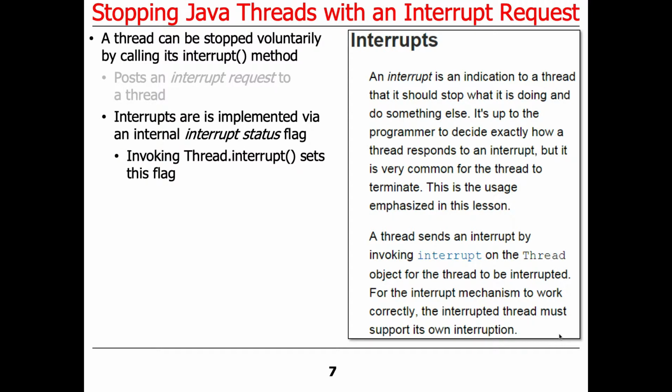So the point is that a flag is thrown, and the way that this happens is that if you call the thread.interrupt method, that sets this flag. We'll see there's a couple of different methods, but you can set the flag.